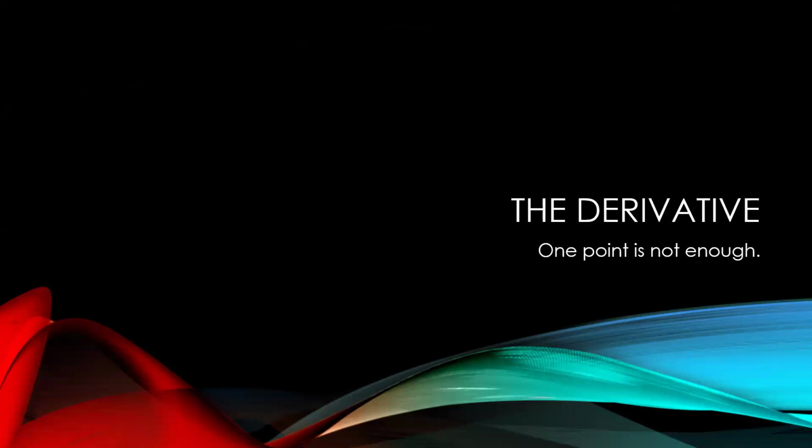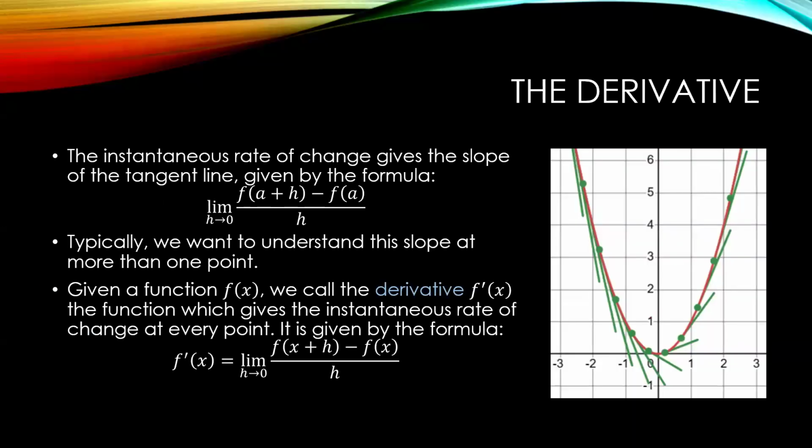All right, so now we are ready for the derivative. Let's do it. 1 point is not enough. And so the instantaneous rate of change gives the slope of the tangent line given by that formula. Typically, we want to understand the slope at more than 1 point. And so looking at this, I've drawn out the tangent lines at a variety of points. And we can see that the slope of those tangent lines is changing as we're moving.